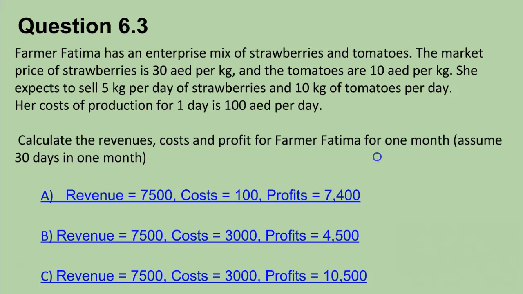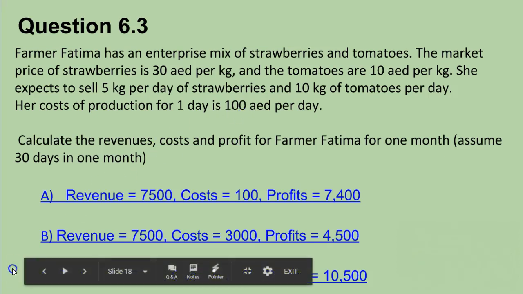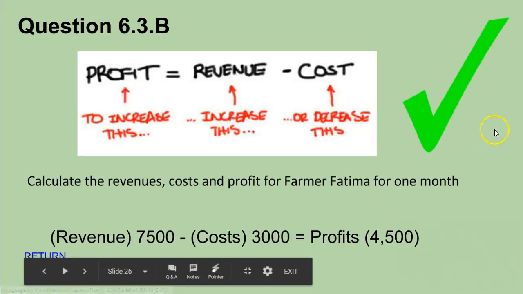Price times quantity is my revenue. Add up the revenue streams for each enterprise, and then you want to identify the cost. So her cost of production is 100 dirham per day. We're assuming, once again, 1 month. Okay, so let's select the correct answer, which is B. So here I can find my revenues from all of my sales is 7,500. I had to pay 3,000 in order to produce those products in 1 month. And then when I take 7,500 minus 3,000, I have my profits of 4,500.